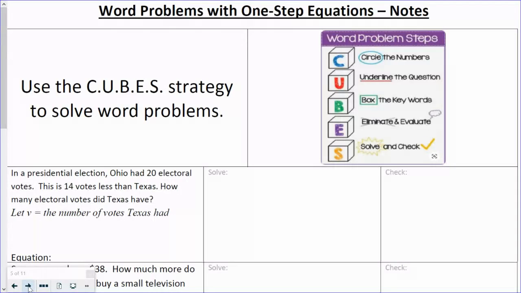This is where we circle the important numbers. We underline what question they are actually asking us, box in our keywords that tell us which operations we're going to use, eliminate any information we don't need or evaluate, and then of course solve and check our answer. That's where we've been really pushing for you guys to do this checking by plugging in your solution for the variable. So we have some examples that we are going to do using CUBES.